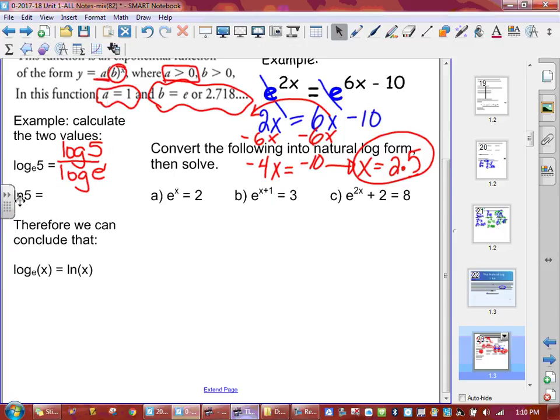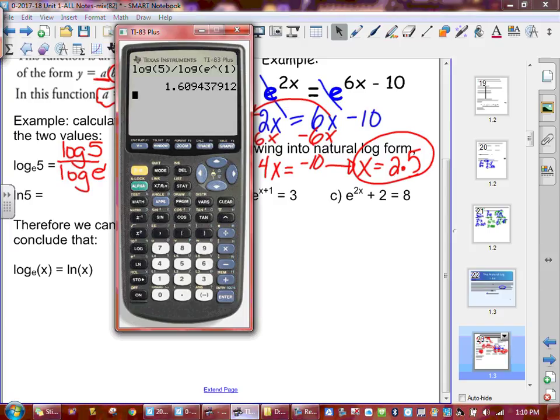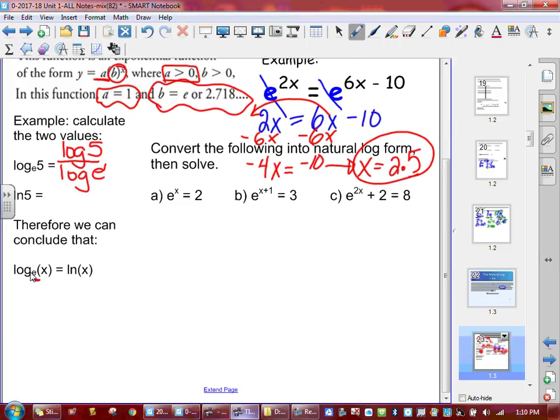So we're going to go to our calculator, and we're now going to type in just ln 5. So now I'm going to type in ln 5, enter. And I get the exact same answer. So we're making a conclusion here. Our conclusion states that if we have a base e, log base e is identical to saying ln. Okay? And that's basically what it's telling us.